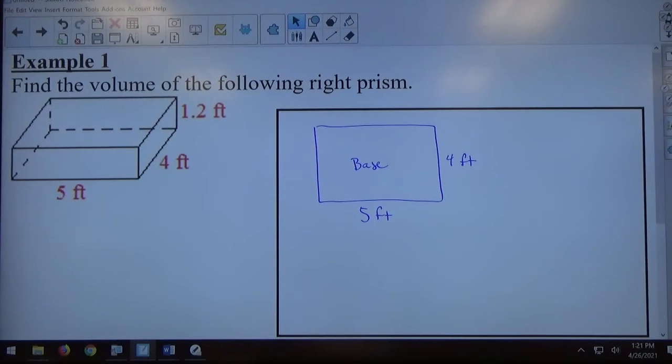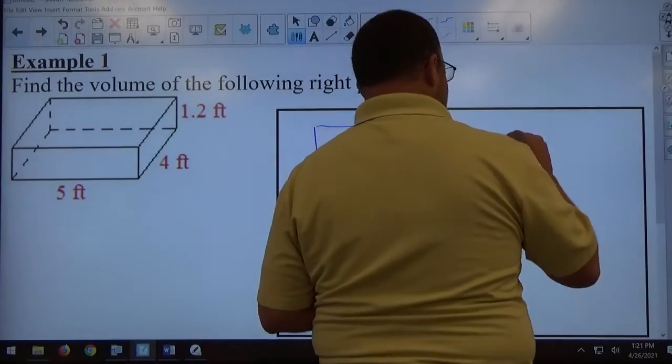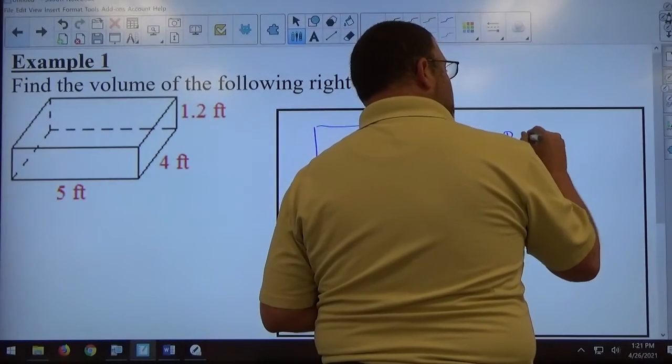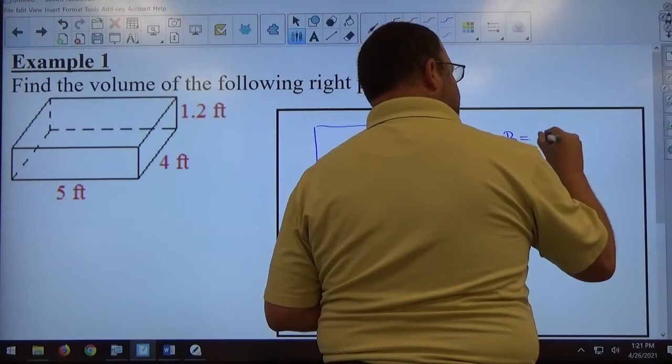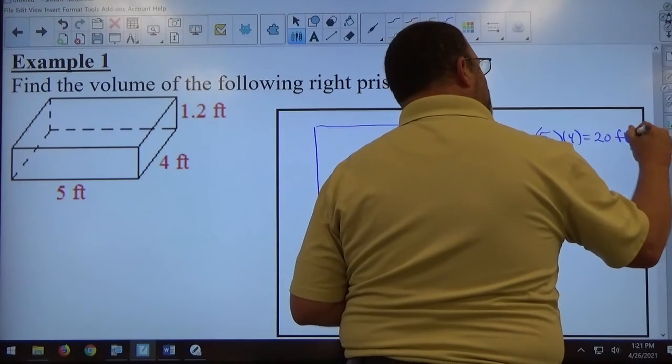The base is some geometric two-dimensional shape that has some formula that you've already learned. We've done rectangles, triangles, circles, semicircles, squares, trapezoids, all kinds of figures, right? We've got all these two-dimensional figures, had all these formulas. What's the area formula for a rectangle? Length times width. So the area, I'm going to call it B, is the length 5 times the width 4, which equals 20 square feet.